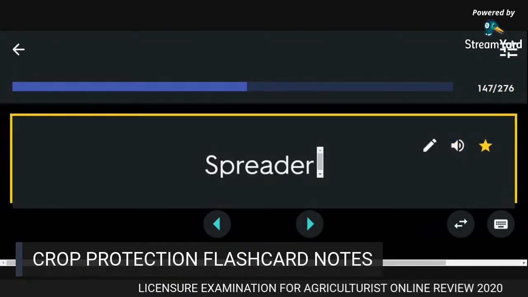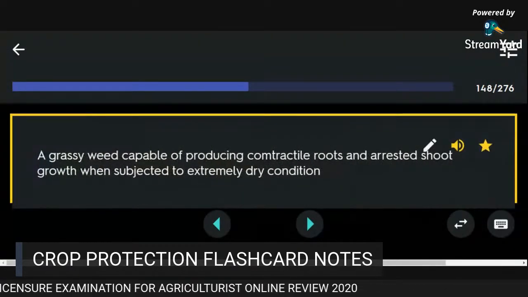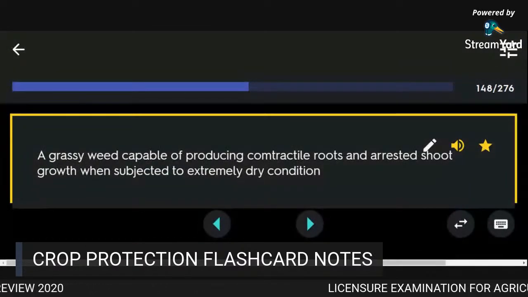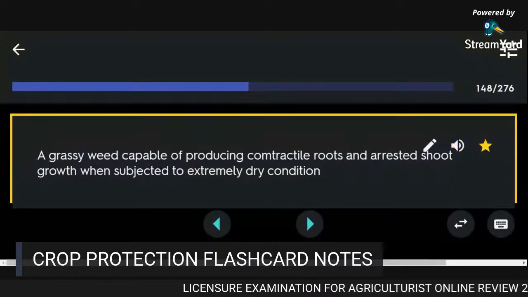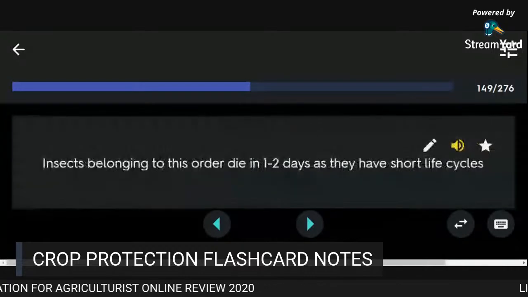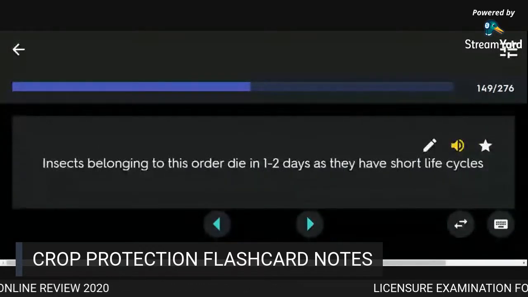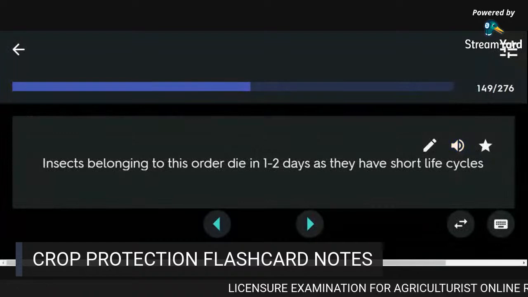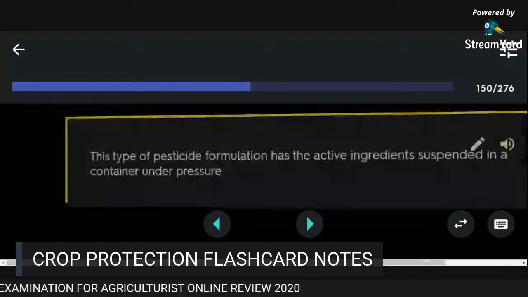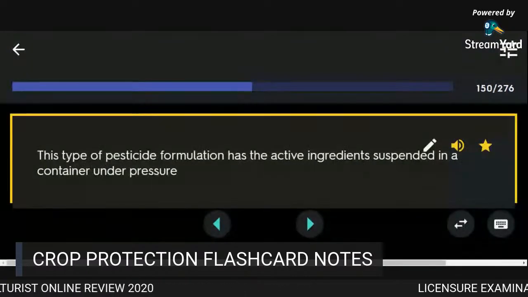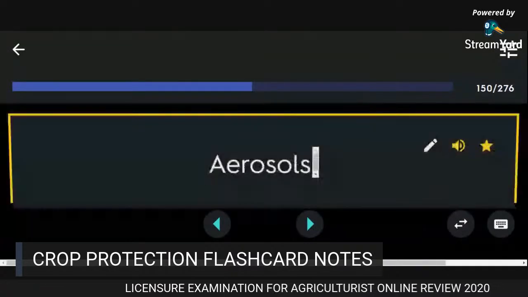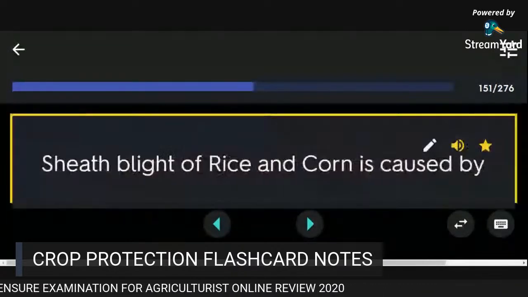Spreader. A grassy weed capable of producing contractile roots and arrested shoot growth when subjected to extremely dry conditions. Bermuda grass. Insects belonging to this order die in 1 to 2 days as they have short life cycles. Diptera. This type of pesticide formulation has the active ingredient suspended in a container under pressure. Aerosols.